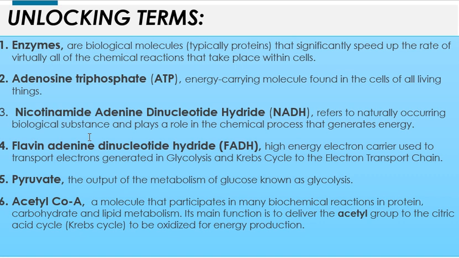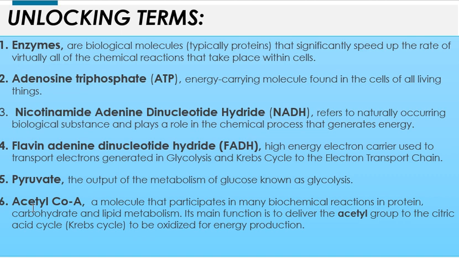And then fifth one, we have pyruvate. So pyruvate is the output of metabolism of glucose, or it is the output of glycolysis. So pyruvate is a three carbon compound. Next, we have acetyl-CoA. So this acetyl-CoA is a molecule that participates in main biological reactions in protein. So kani siya, before musulod si pyruvate sa Krebs cycle or the next step, it will be oxidized into acetyl-CoA. So let's proceed.